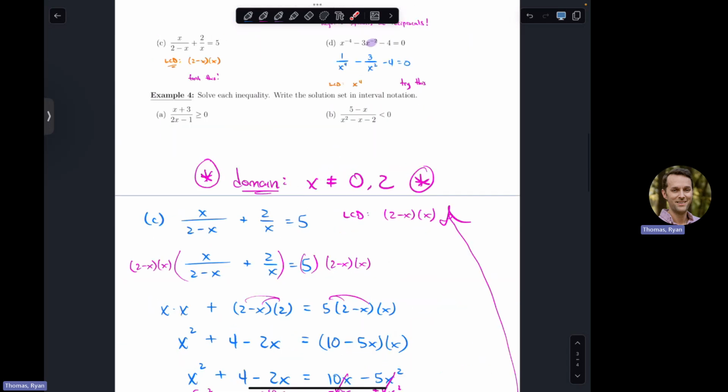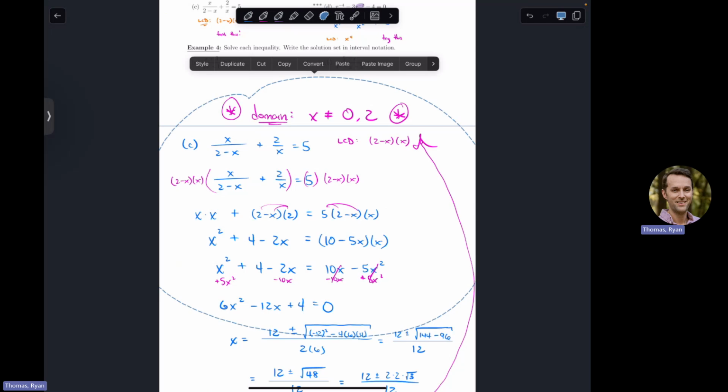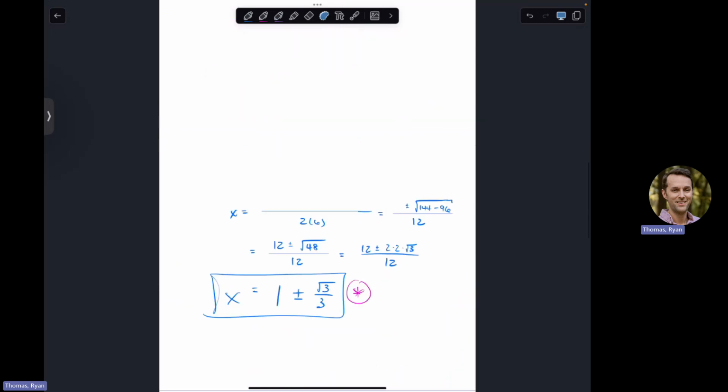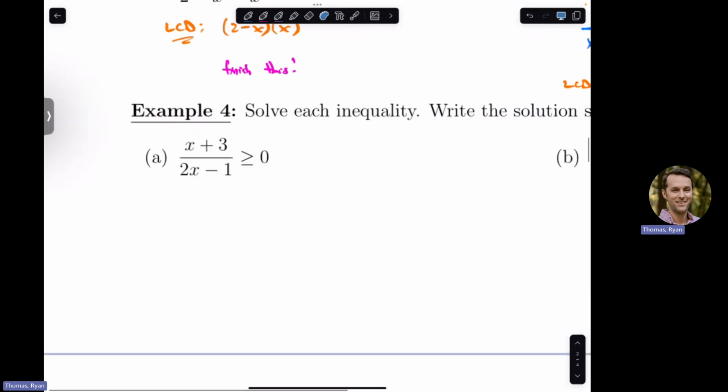All right, inequalities is the last piece of the puzzle here. Last thing we need to figure out. So look at whatever that first example is. x plus 3 over 2x minus 1 greater than or equal to 0. Basic idea is going to be the same as everywhere else we've looked at inequalities, right? An inequality is like a true or false question. We're trying to find x values that make this true, right?